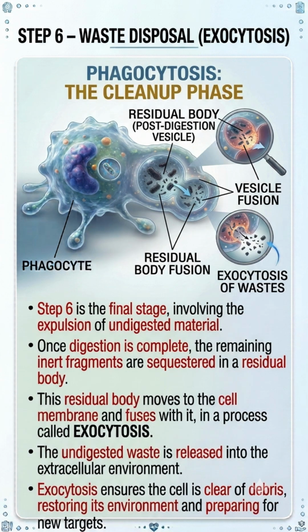Step 6. Waste disposal, exocytosis. Phagocytosis, the cleanup phase. Step 6 is the final stage, involving the expulsion of undigested material. Once digestion is complete, the remaining inert fragments are sequestered in a residual body. This residual body moves to the cell membrane and fuses with it, in a process called exocytosis. The undigested waste is released into the extracellular environment. Exocytosis ensures the cell is clear of debris, restoring its environment and preparing for new targets.